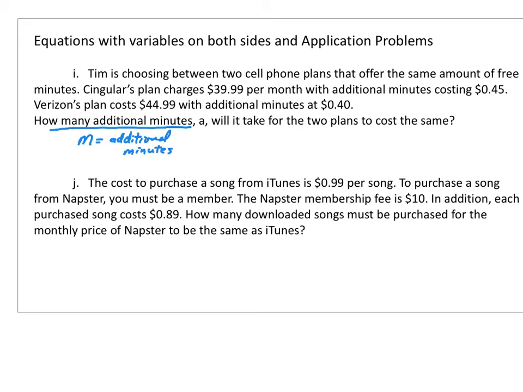Okay, now, what do we know about the additional minutes that we're looking for? Well, we're looking for the number of additional minutes that it will take for the two plans to cost the same. So, see the words "the same" right there? That's our equal sign. So we're going to put our equal sign in between the cost of the two plans. So we have the Singular plan cost is going to be equal to the Verizon plan cost.